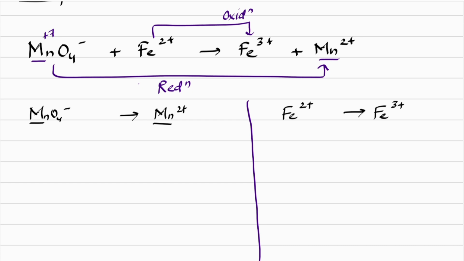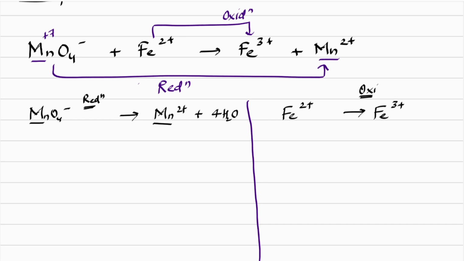Then you balance oxygens by adding water. So there are 4 oxygens on the left hand side in permanganate, and there's none on the right hand side. So we will add 4 water molecules on the right hand side. Nothing needs to be done on the oxidation half reaction. This is your reduction half reaction.